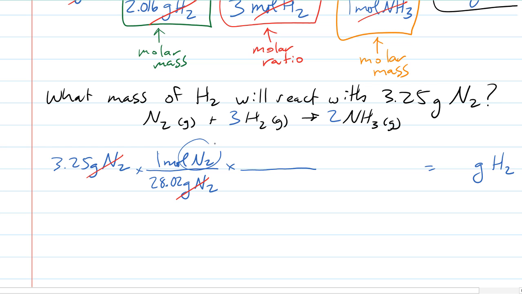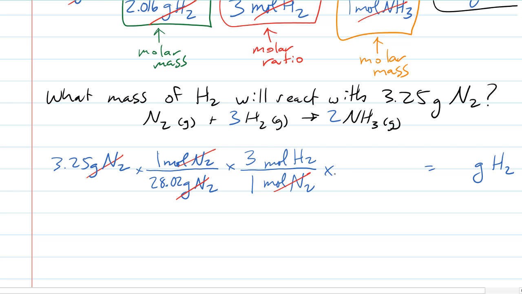Next step, we want to convert N2 to H2. So to convert N2 to H2, what do we need? A molar ratio. So on the bottom we put in moles of N2. On the top, moles of H2. What number do we put on the bottom? 1. And on the top? 3. These numbers come from the coefficients in the balanced chemical equation. It's a 3-to-1 molar ratio. Moles of N2 cancel out.